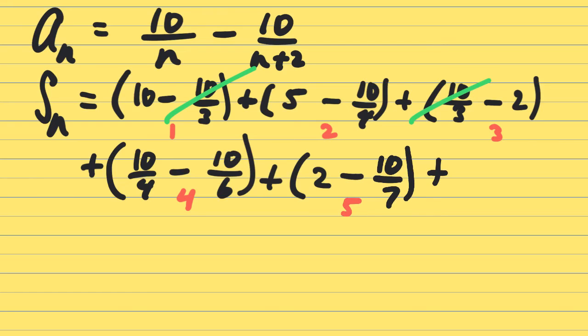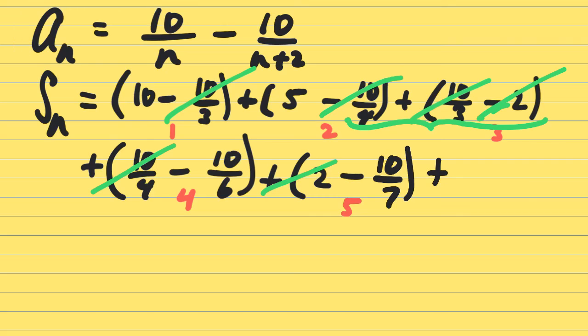Okay, so starting at the very beginning of S sub n, we had 10 minus 10 thirds. Later down the line, we had a 10 thirds that canceled it. Our second group of terms, we have a 5. We don't have a 5 anywhere down the line to cancel, so far it's hanging in there. Negative 10 fourths has an opposite that will cancel it. 2 and negative 2 are also opposite pairs. Once you get to where you have consecutive cancellations, then you don't really need to build any more terms.